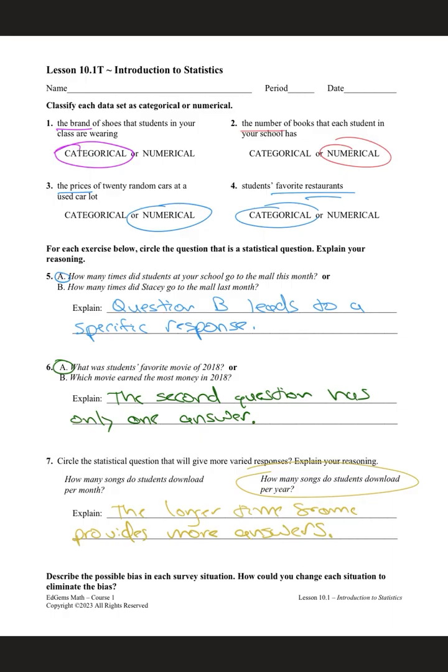Okay, down here on the bottom of this page is actually the instructions for the second page. So everybody look down here. These are the instructions for the next page. It says describe the possible bias in each survey question. How could you change each situation to eliminate the bias? Again, describe the possible bias or systematic error in this information, and then how could you change it to eliminate the bias? All right, here we go. Now on to the next page.